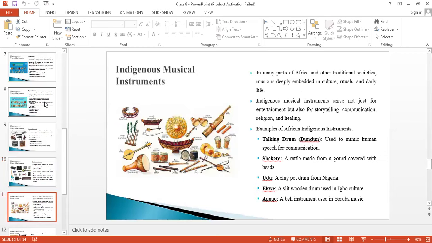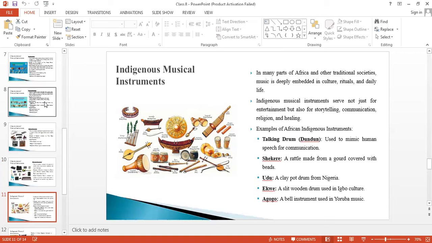For the indigenous musical instruments, we have them in many parts of Africa and other traditional societies where music is deeply embedded in culture, ritual, and daily life. The indigenous musical instruments serve not just for entertainment, but also for storytelling, communication, religion, and healing. For example, we have the talking drum, which is also called the dundun, which is common in Yoruba land. We have the shekere, also common in Yoruba.